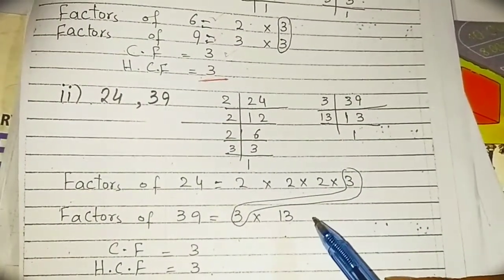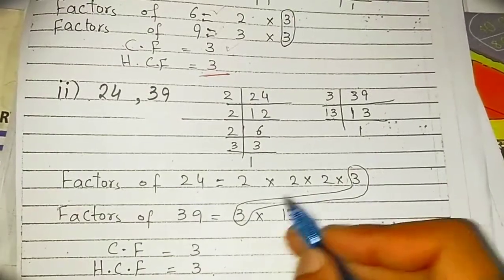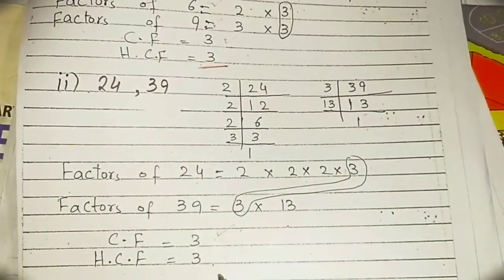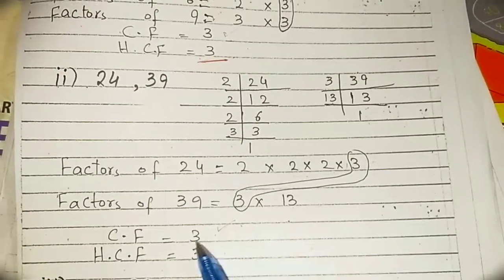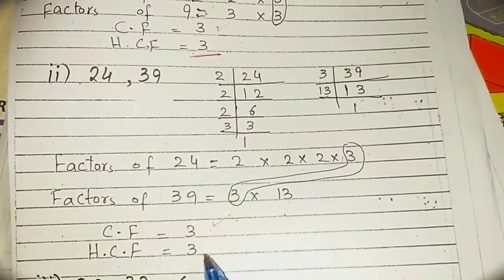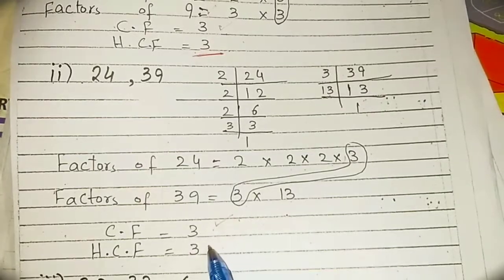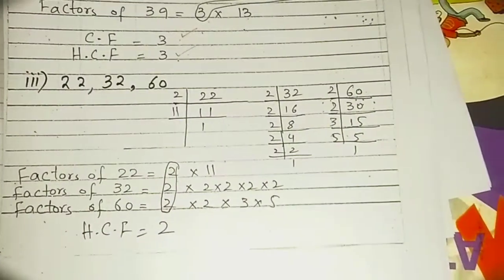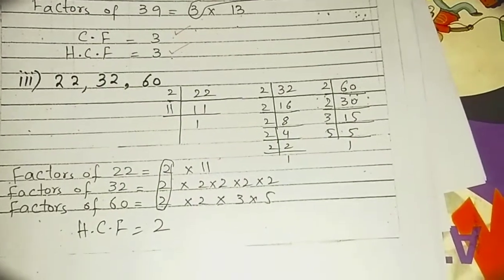Now we have to check common factors. Here 3 is present in both the numbers, so our common factor is 3, and HCF is the product of common factors. Here the common factor is only one number, so HCF will also be equal to the common factor, which is 3.